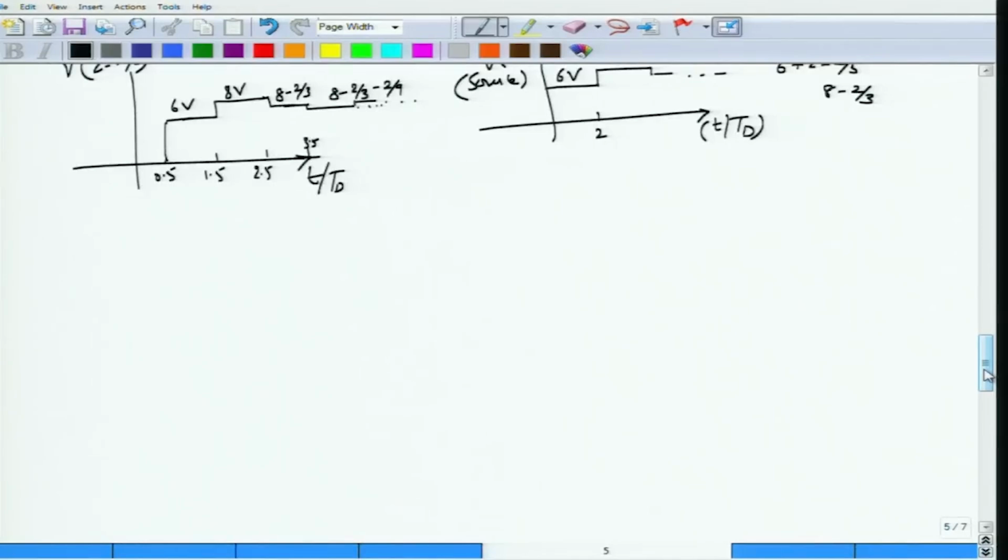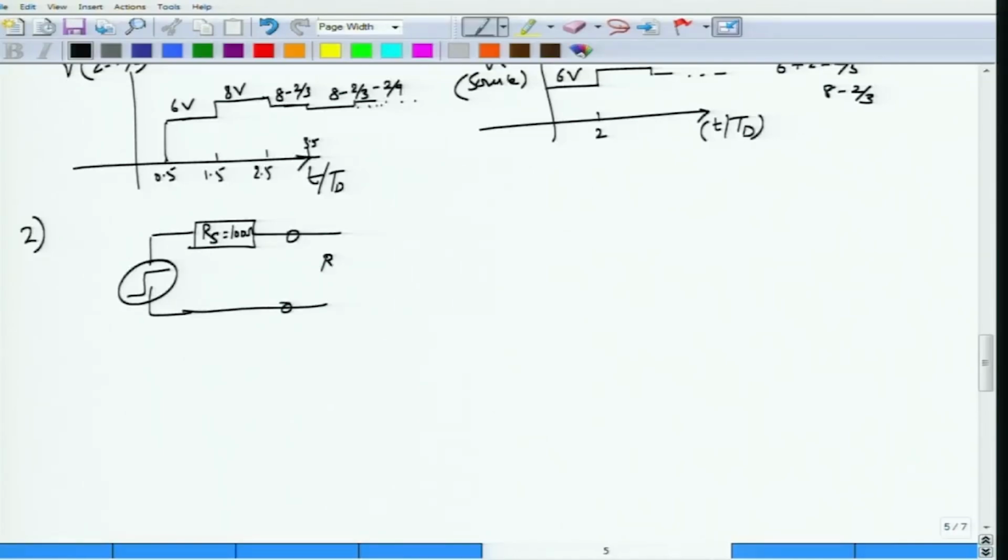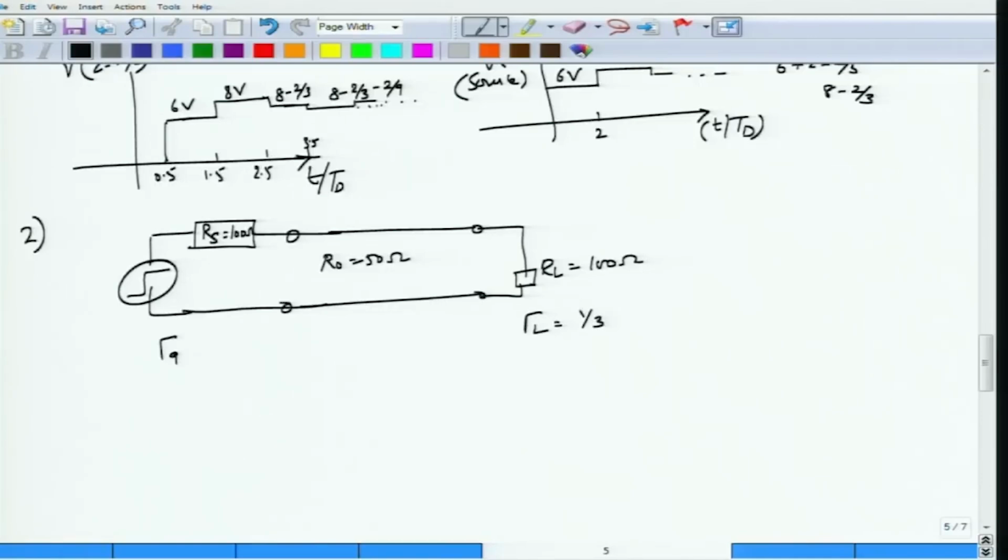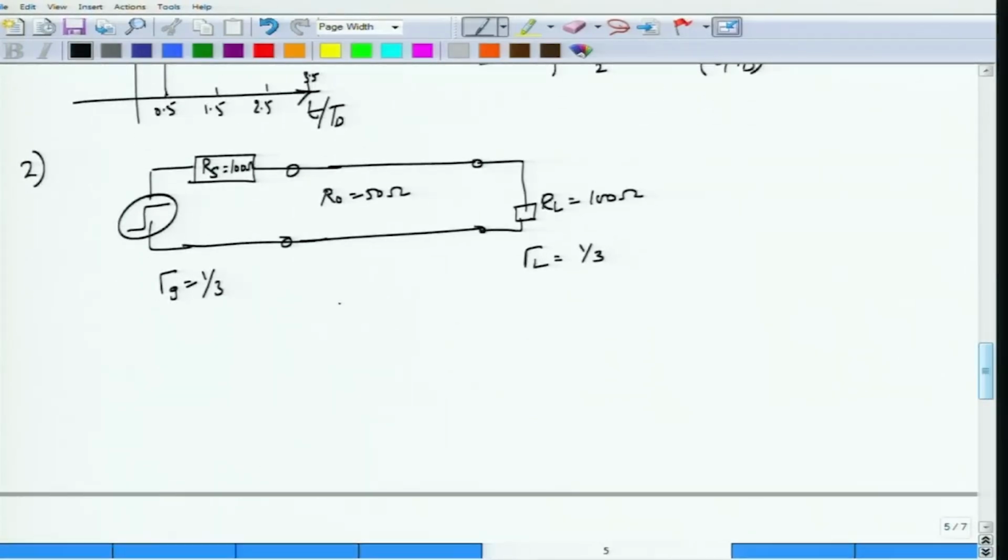So, this is one of the circuits which I wanted to show you how to do lattice analysis or bounce diagram. For completeness's sake, let me also consider a case where I have a step voltage waveform connected through an internal impedance of, say, Rs equal to 100 ohms, and then I have a transmission line which has R0 of 50 ohms, and then I also have RL which is 100 ohms. So in this case clearly gamma L happens to be 1 by 3, gamma G also happens to be 1 by 3.